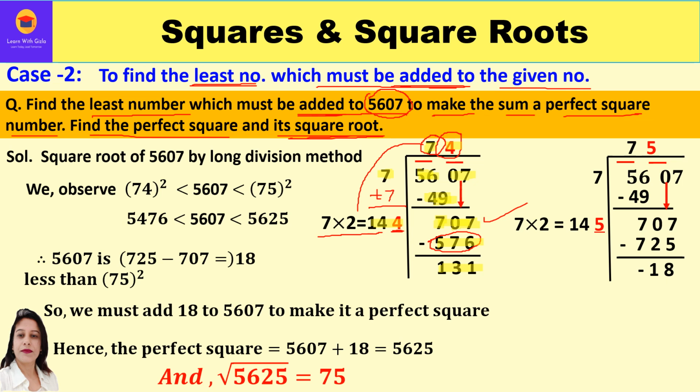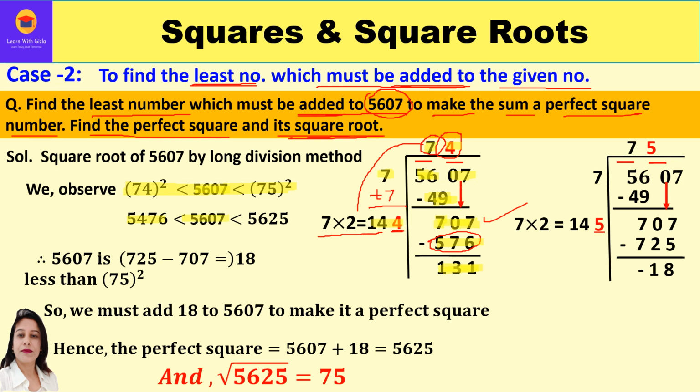Now since we get a remainder, we know that 5607 is not a perfect square number. And if we have to subtract a number to make it a perfect square, we will subtract 131 from it. But over here in this question, they have asked us to find a number which should be added to this 5607 so that the sum becomes a perfect square. So as you can see in this first line over here, we observe that 74 square is 5476, which we had calculated in the previous case, case 1.